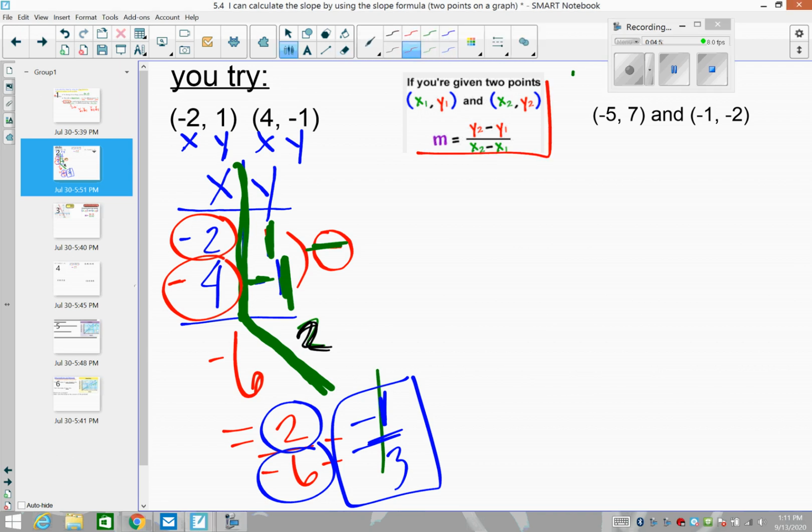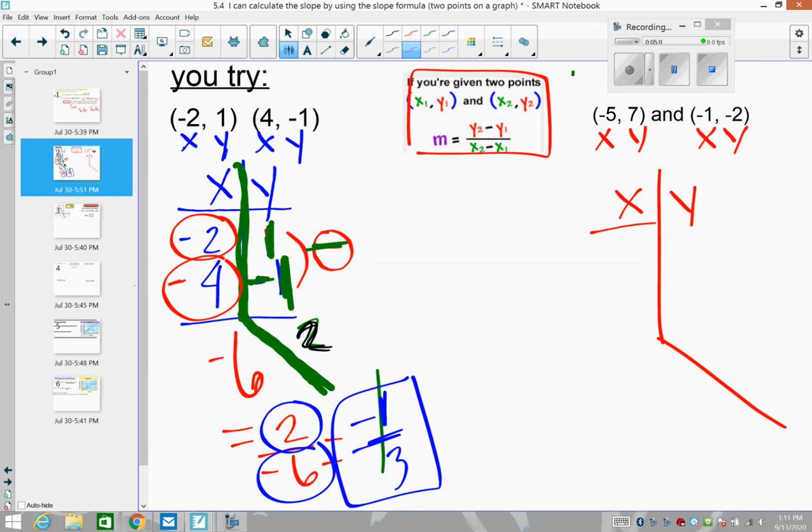So using the slope formula, I'm going to stack them instead. So here's my x and here's my y, here's my x and here's my y. And the way that I teach it is it doesn't matter which one's first and second. So that's what I like about that. So we end up with negative 5, 7. And we end up with negative 1, negative 2. And we're going to subtract.